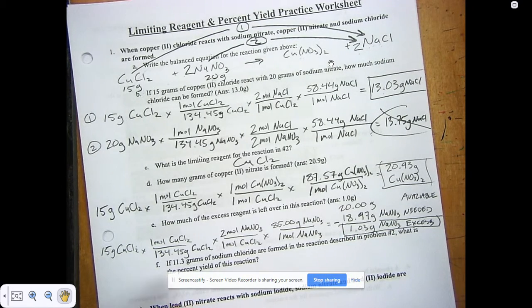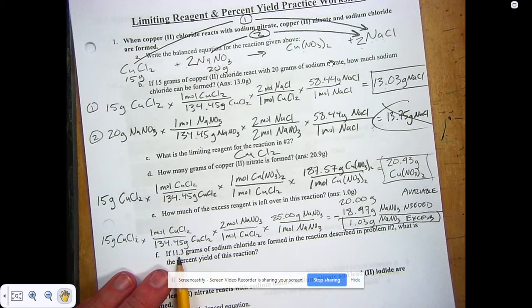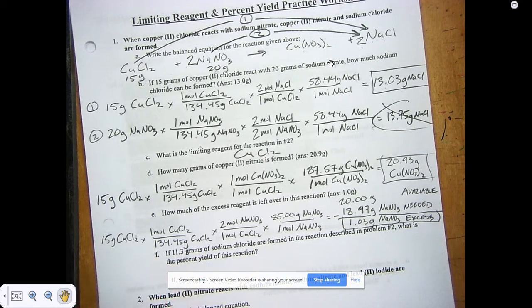Okay. The next question: if 11.3 grams of sodium chloride are formed in the reaction described in problem 2, what's the percent yield of this reaction? So you guys remember the aspirin that we made in lab? Some people had a little bit of aspirin that they made. Some people had a huge amount. And then a lot of people had something in between.